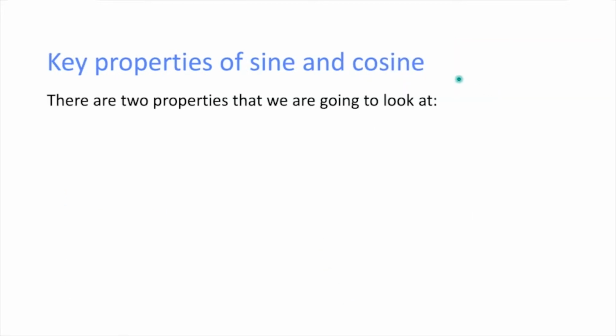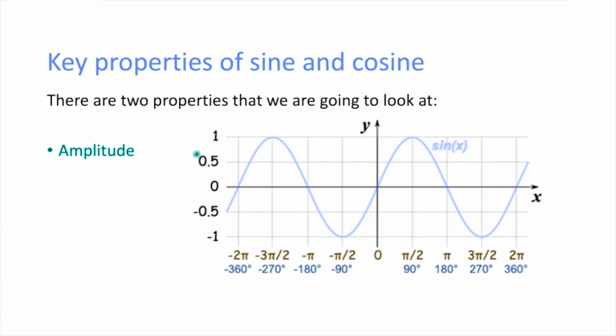When we look at the sine, the cosine, and the transformations of these two graphs, there are two things that we need to pay attention to. The first is the amplitude. The amplitude tells us how tall the graph is, and it's always measured from the x-axis. For example, here we have a sine curve. If we draw a line from the x-axis to the highest point of the curve, this is called the amplitude. So for this particular graph, we can see that our amplitude is actually 1.